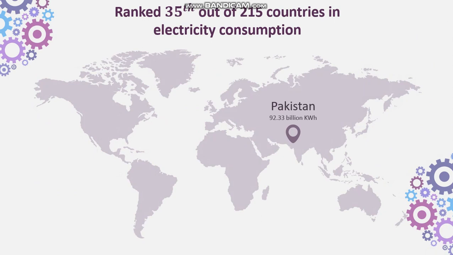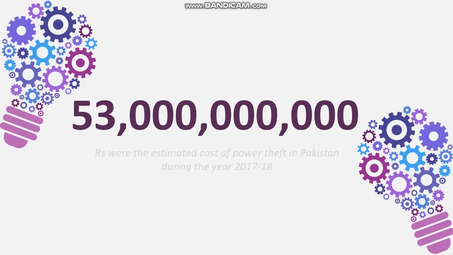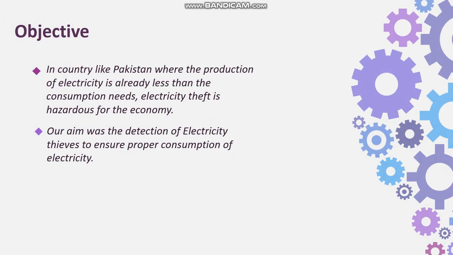Here Pakistan stands with 92.33 billion kilowatt hour consumption. And 53 billion rupees was the estimated cost of power theft in Pakistan during the year 2017 and 18, and it is a very big number considering the economic conditions of the country. The objective was to devise a system that could detect the possible electricity thieves in an area so that proper steps should be taken against them.